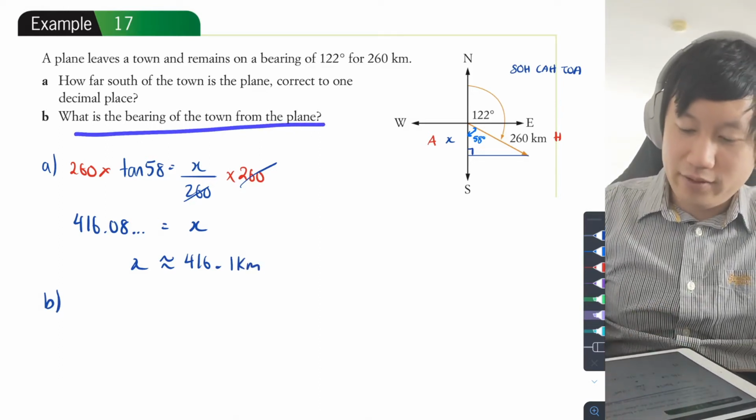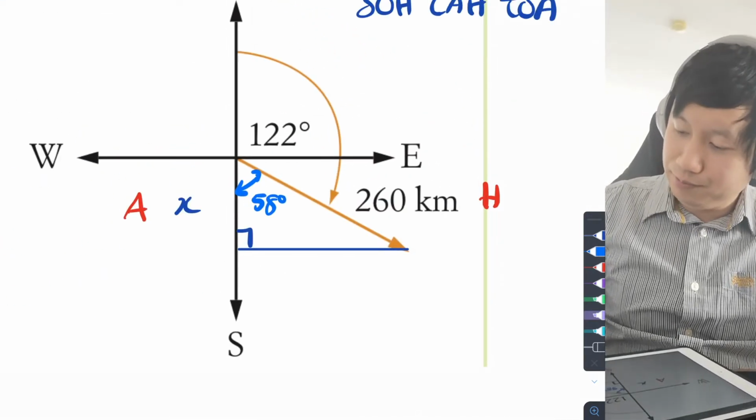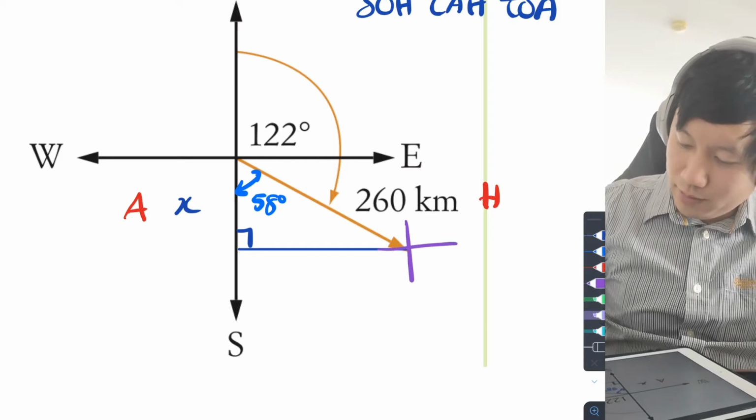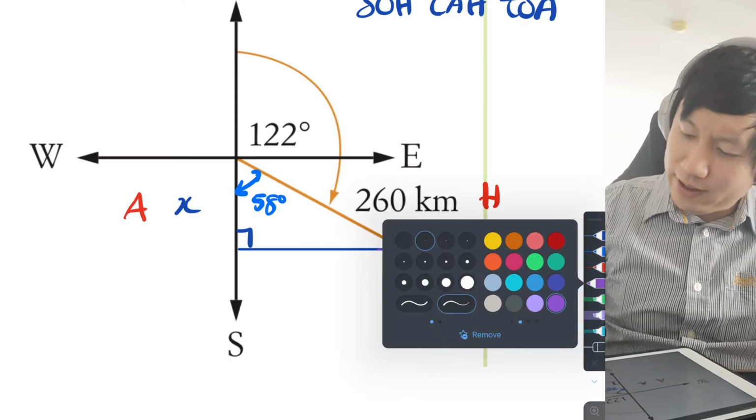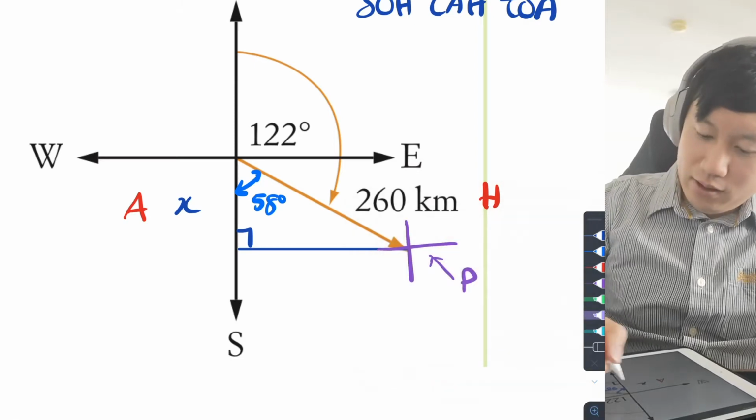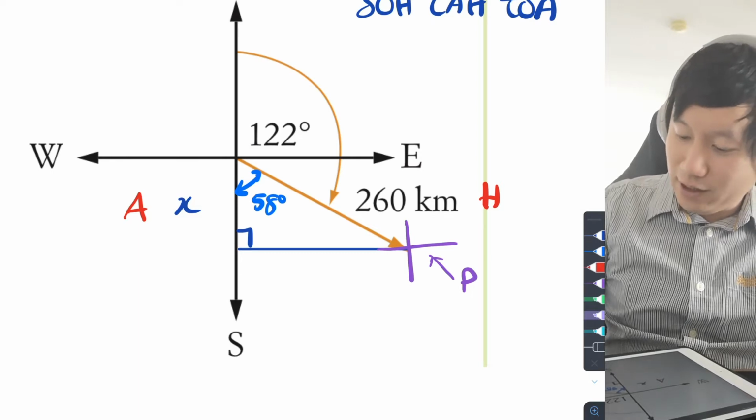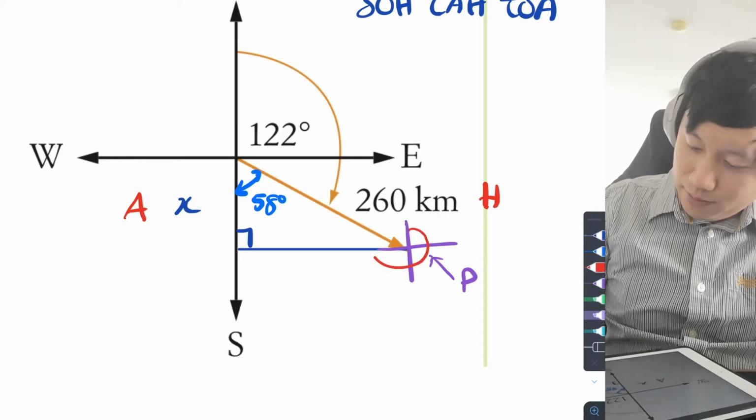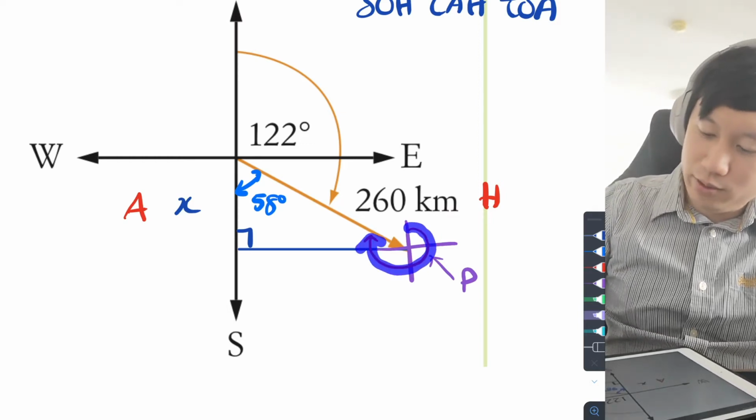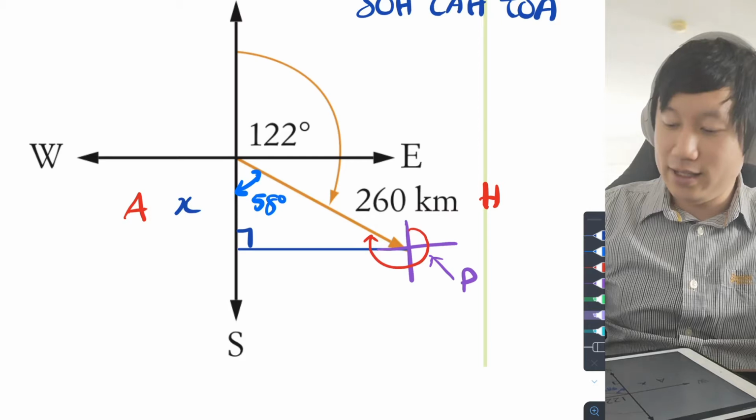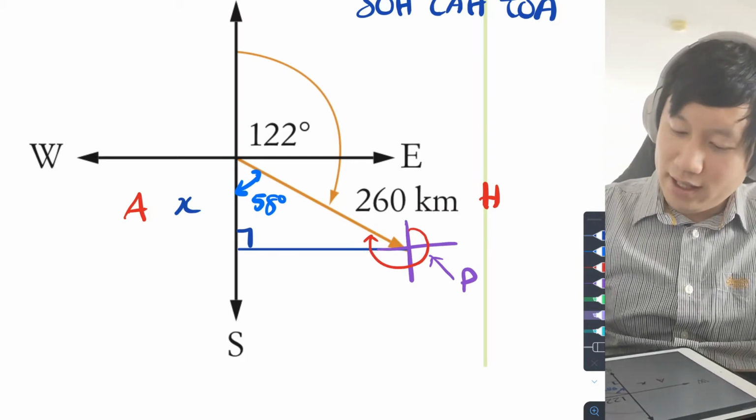Okay, now we're off to B. What is the bearing of the town from the plane? So from the plane, which is right here, P for plane, we're going to find out what the bearing of the town is. This is the town right there. So the angle that we need to find is this angle right here. We start from north and go in a clockwise direction until we reach that line pointing towards the town. So how do we actually find that out?